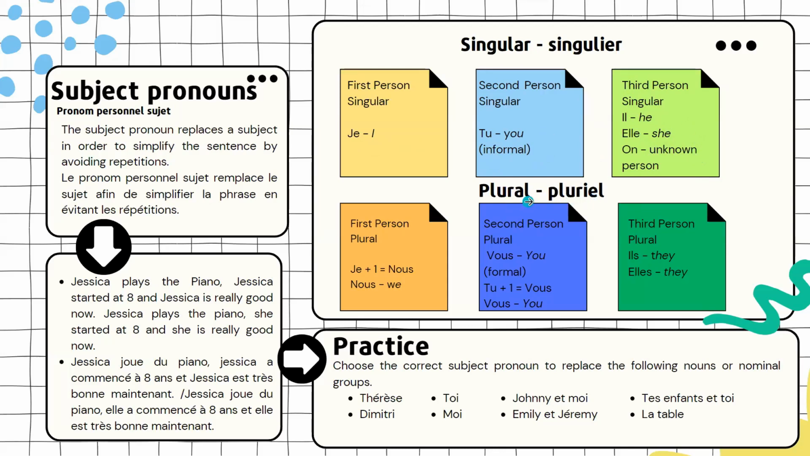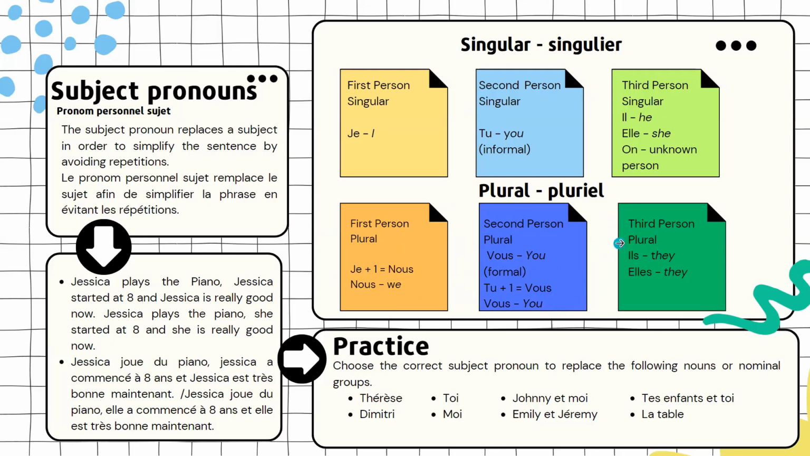Now, plural. Je plus one person is nous. Nous means we. Second person plural. Vous means you. Formal. As we said, we use second person singular, meaning informal. But when we want to be formal, we would use vous. Tu or vous plus one person is also vous. Vous means you, plural.